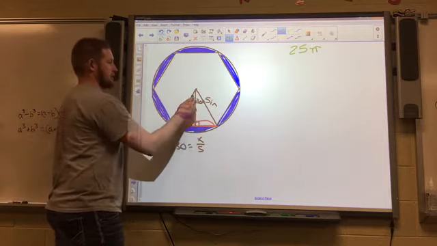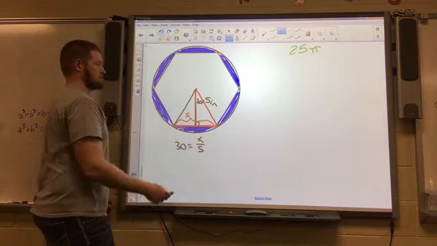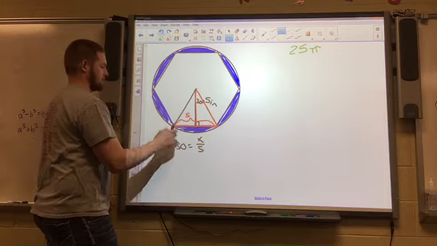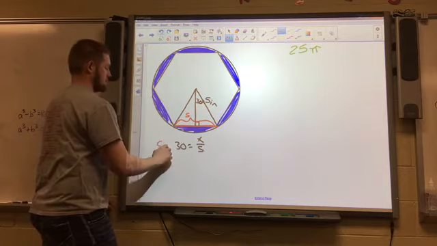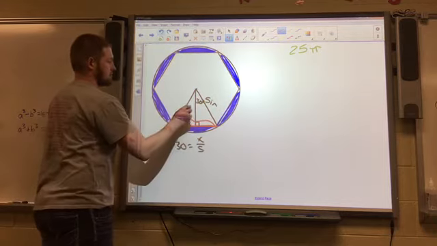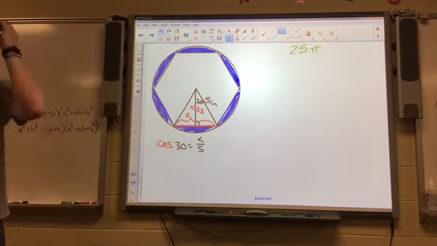Because cosine is adjacent over hypotenuse, right? So cosine of 30 is x over 5. And I get 4.33 is my height.